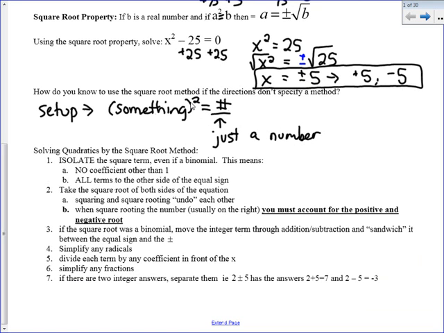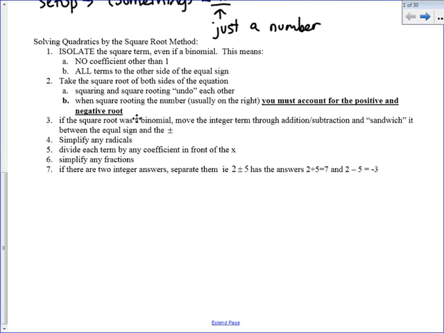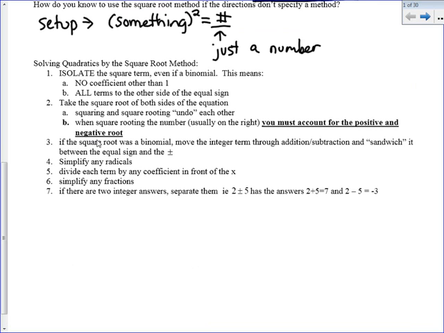First thing you have to do is isolate the squared term. So it can't have a coefficient other than 1. There can be nothing added or subtracted. If it's a binomial, it's okay to have something in the parentheses, but you can't have anything outside of the parentheses. Then we're going to take the square root of both sides. Squaring and square rooting, we saw in 10.6, cancel each other out. And when you take the square root, make sure you account for the positive and negative root. That's using your plus or minus. Then we'll talk about how to solve from there.